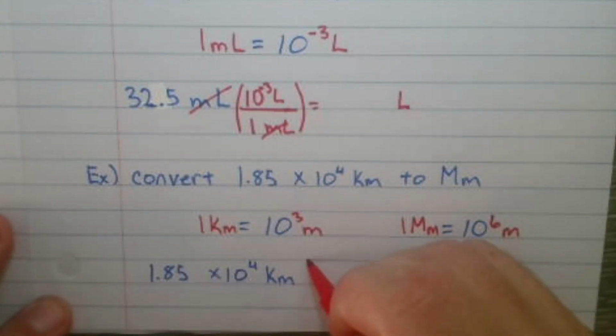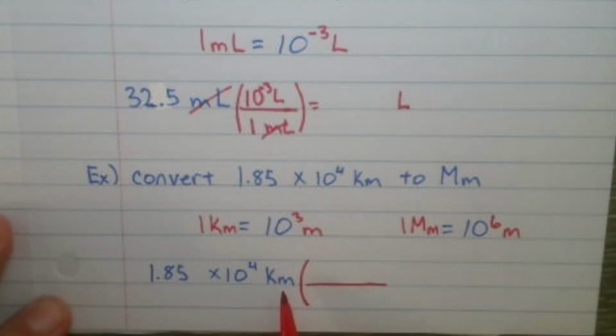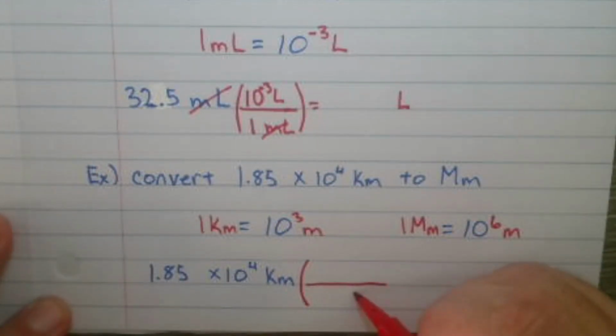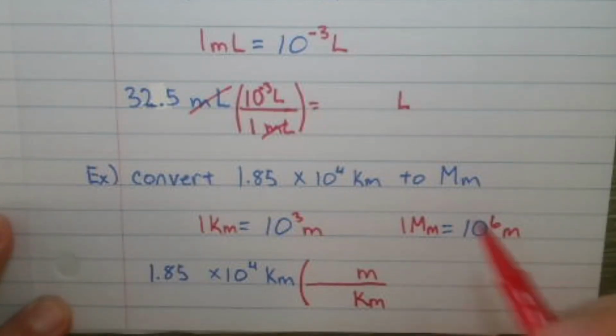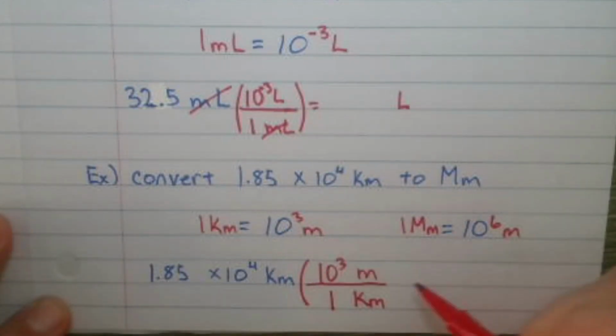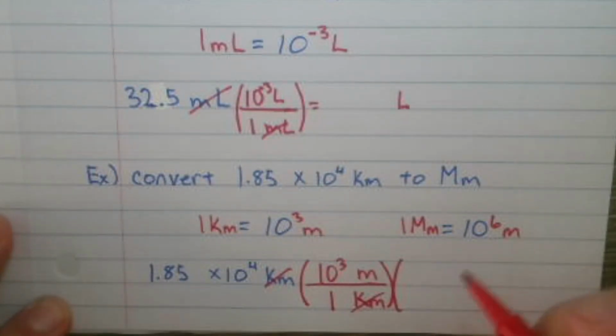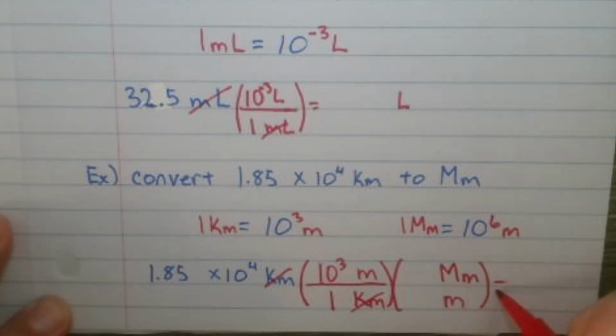First step, write what's given, and then conversion factors. Since we are trying to convert from kilometers, we would put kilometers on the bottom. We're going to convert to meters so that we can then convert from meters to megameters. That's 1 kilometer and 10 to the third meters, our first conversion factor. Once we cancel our kilometers, we only have meters on top. That means that we would put meters on the bottom and megameters on top.